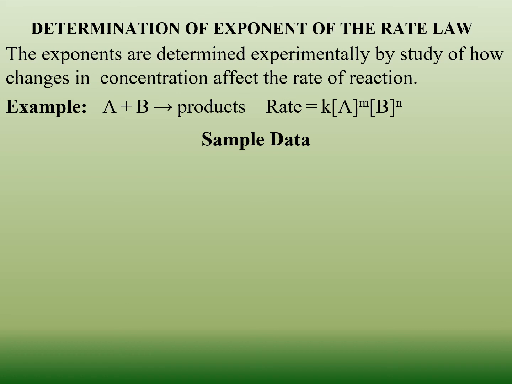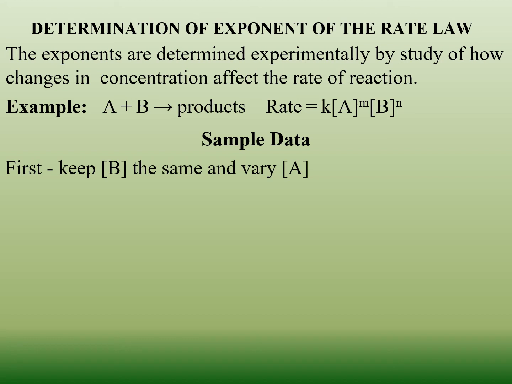Recall that the exponents are determined experimentally by studying how changes in concentration affect the rate of reaction. Here again is the example of A plus B making products, and rate equals k times the concentration of A to the power of m times the concentration of B to the power of n. In an earlier slide, I said that when we have two reactants, we usually keep one in excess and study the other one, and then switch.